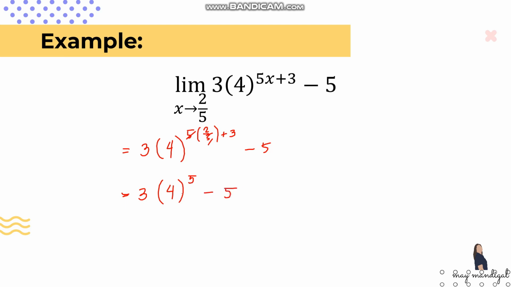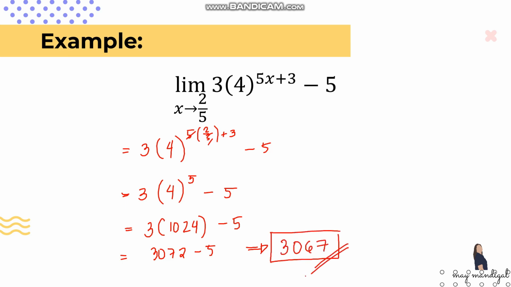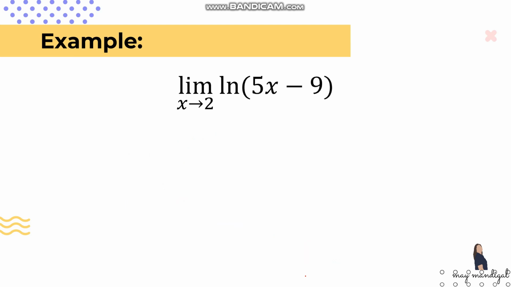Now let's simplify 4 raised to 5 first, and that is 1024. So it's 3 times 1024, then minus 5. Then simplifying this even more, we will get 3072 minus 5, or our final answer now will be 3067. So this is now the limit of the given function.